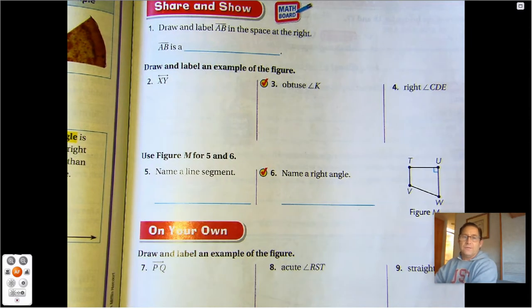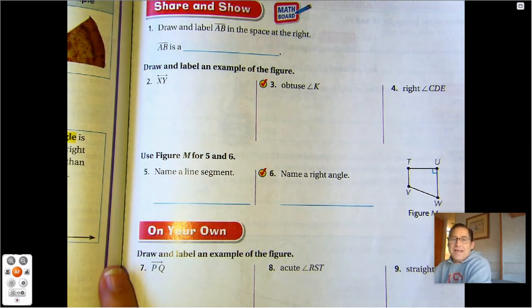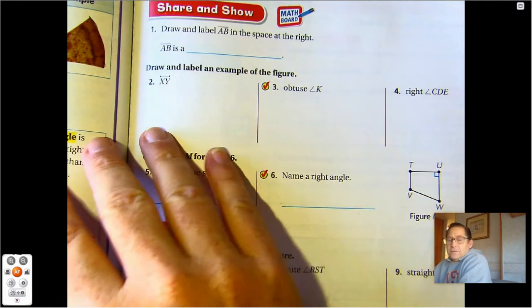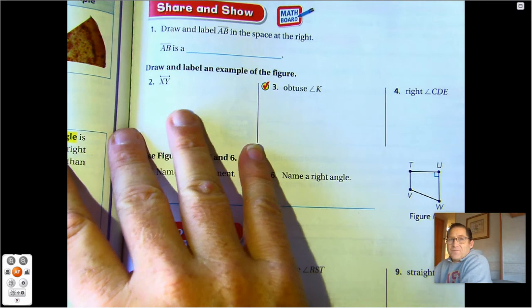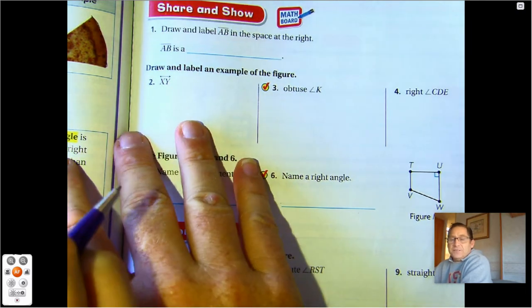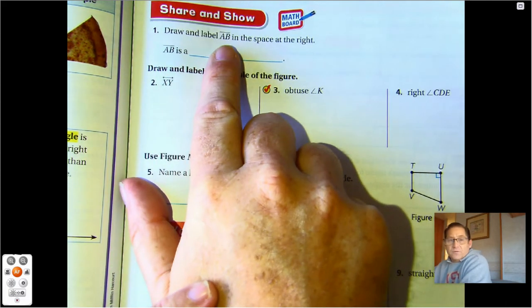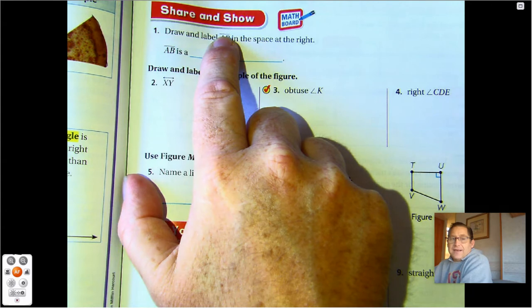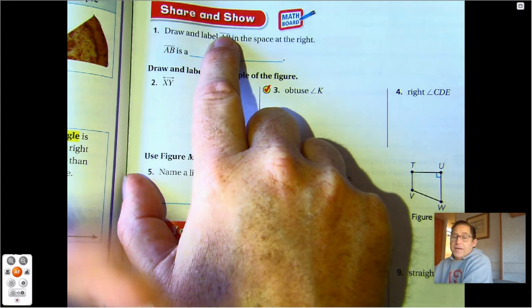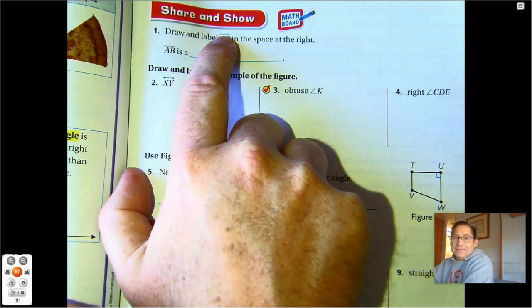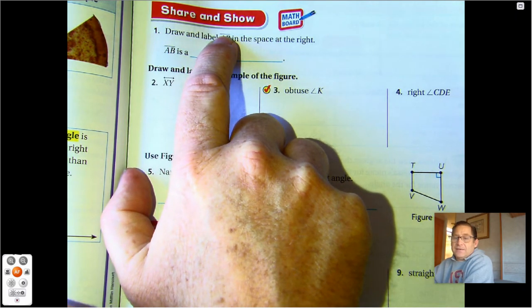Draw and label line segment AB in the space at the right. Okay, so when I said that a large part of geometry is just identifying or recognizing the definitions, this is a perfect example. If I didn't know what this symbol is, then I can't name it. I can't draw it. I might draw it incorrectly. This is not a line, it's a line segment.